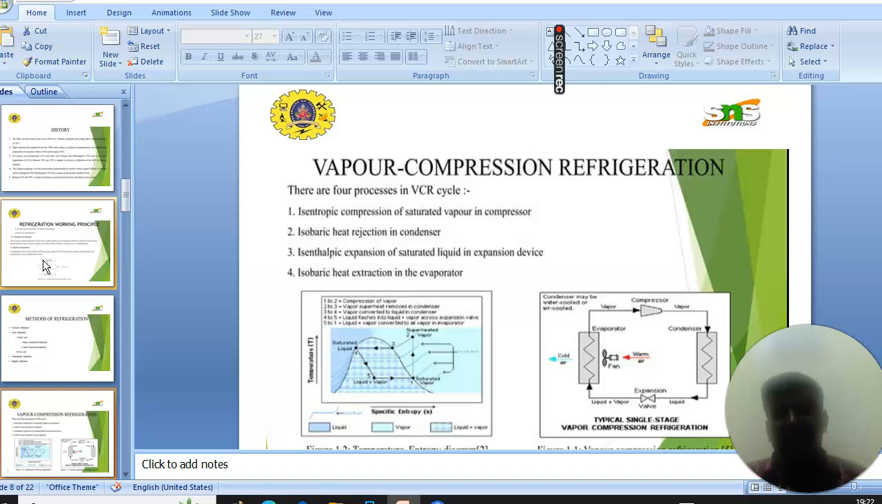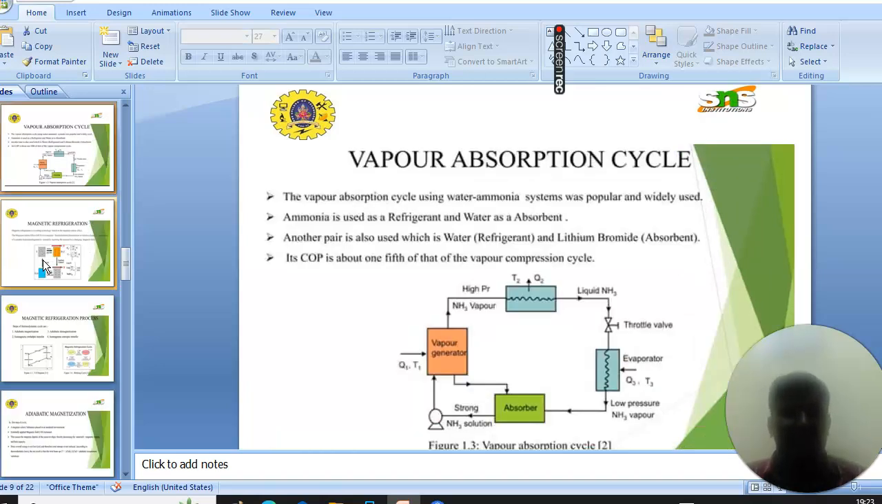First we will see vapor compression refrigeration. There are 4 processes in the VCR cycle: isentropic compression of saturated vapor in the compressor, isobaric heat rejection in the condenser, isenthalpic expansion of saturated liquid in the expansion device, and isobaric heat extraction in the evaporator.